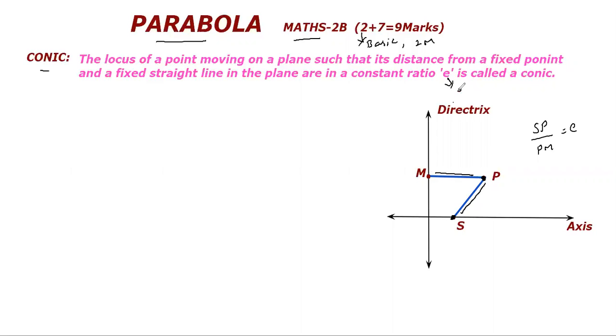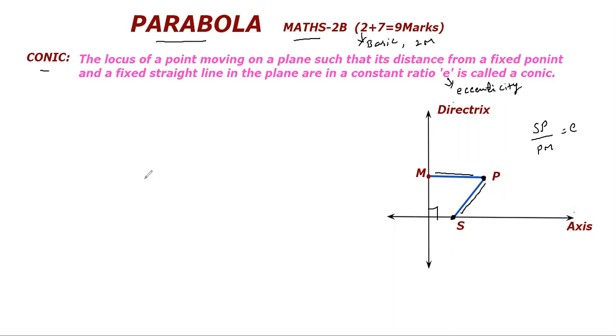This E we call eccentricity. So this eccentricity is what defines the conic. The ratio between the distance from the fixed point to a point on the locus and the distance to the fixed straight line, that we call eccentricity. Okay, and this line we call the axis. Axis is the line which is exactly perpendicular to the directrix, and here the fixed line is called the directrix.